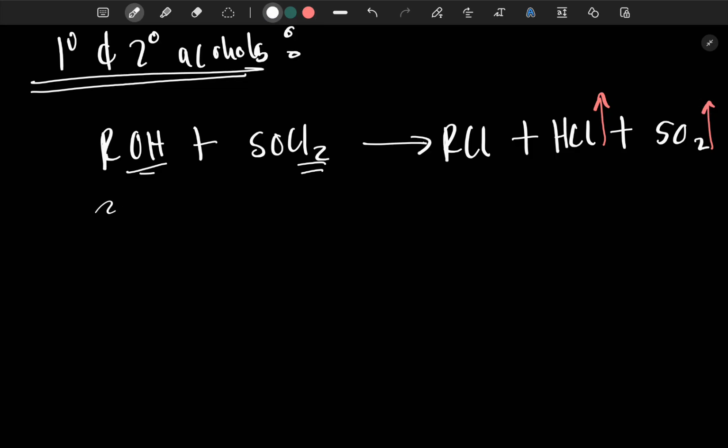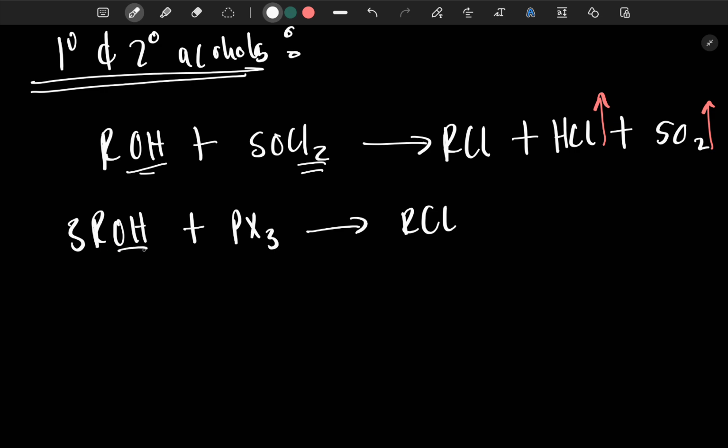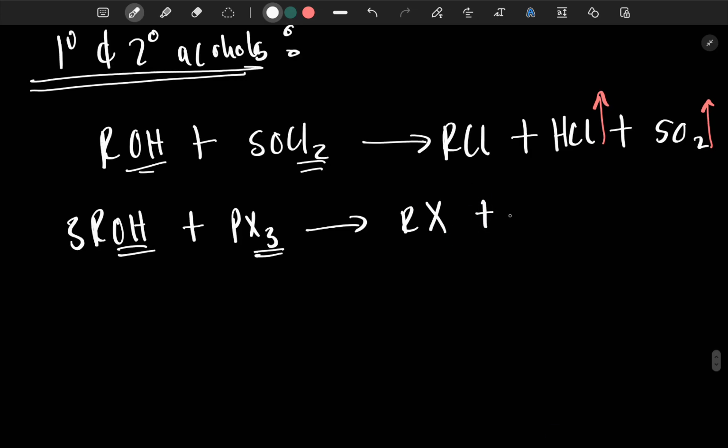What about if I now have the same thing, ROH, reacting with PX3? What do you get here? We need to put 3 moles of it. When it reacts with PX3, the OH goes and we put the X. So let's just say RX, whatever the X is, plus H3PO3. That's going to be your byproduct. So you have 3 moles of RX plus H3PO3, and that is what you're going to have.